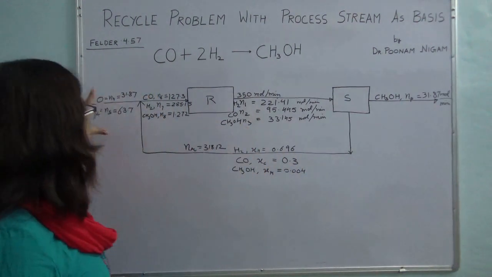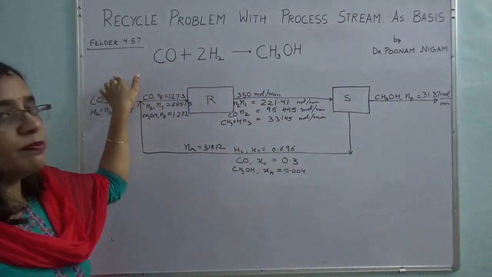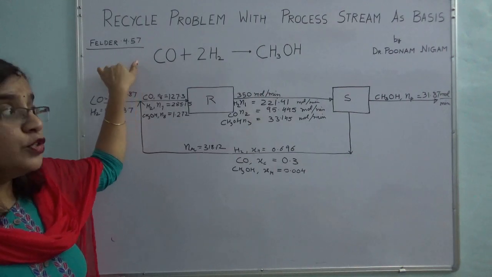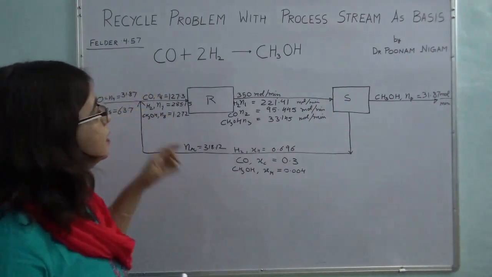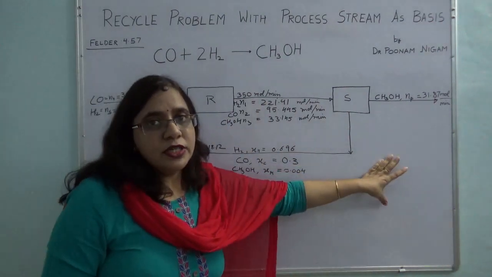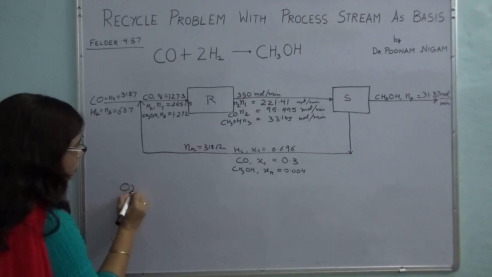When I had taken my balance on the overall I had used my atomic species balance. I could have also solved this using my extent of reaction. Okay, now let's first check what is the overall conversion and the single pass conversion. So what is my overall conversion?